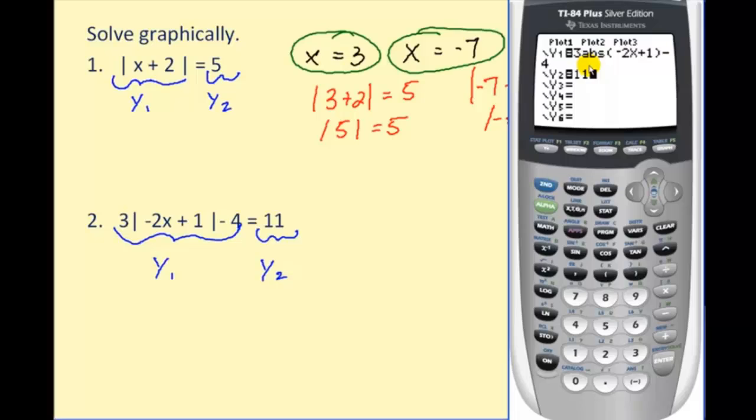Notice if we press Graph, we do not see the horizontal line. So if we press Window and change our y maximum so that it includes 11, I'll change it to 15, and now press Graph. We now can see the points of intersection. So again, press second trace, option 5. I'll find the negative solution first, Enter 3 times, x equals negative 2, and the second solution, x equals 3.